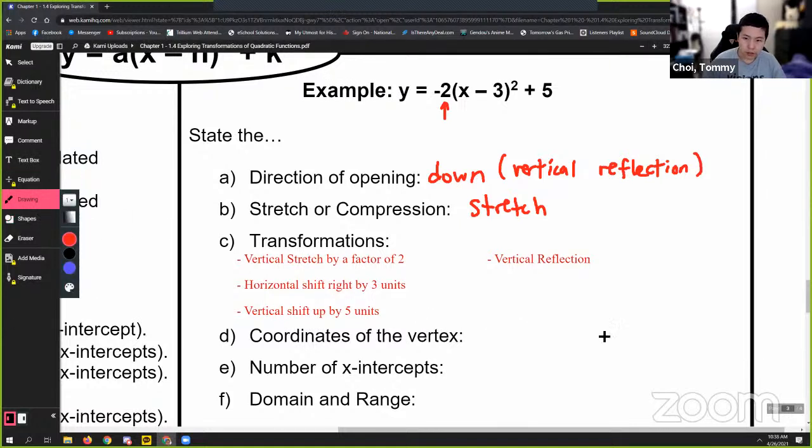Coordinates of the vertex would be 3, 5. K is positive, this is negative, so there are 2 x-intercepts.